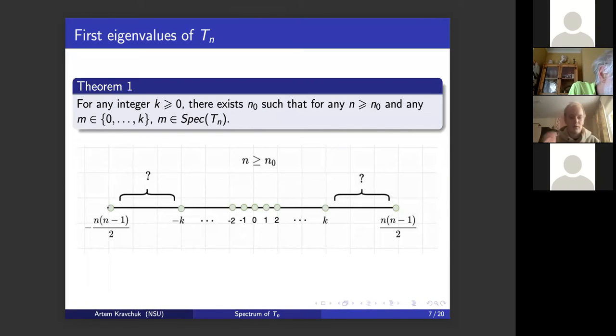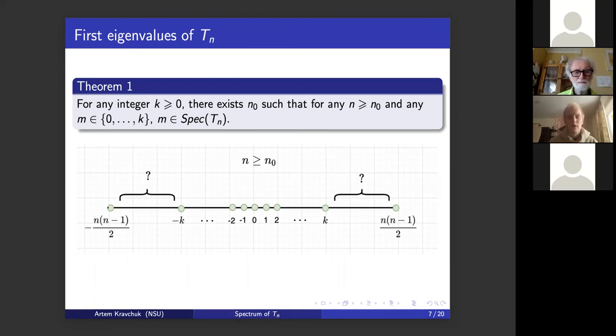And now we will formulate and provide a sketch of proof of the result that was recently obtained by me and Konstantinova Elena Valentinovna. The theorem: for any integer k at least 0, there exists n0 such that for any n at least n0 and any integer m from 0 to k, m is an element of the spectrum of the transposition graph Tn. It means that for any big n, we have some upper bound such that the numbers 0, 1, 2, and so on to some upper bound will be elements of the spectrum.